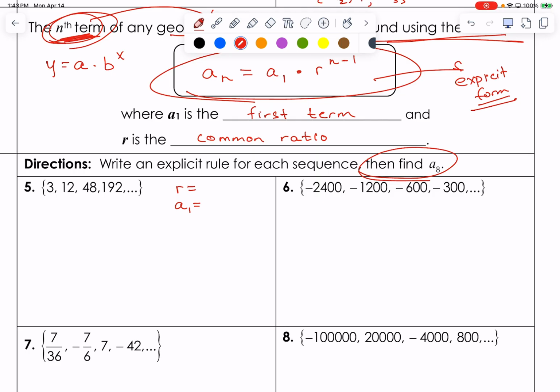A sub 1, that's easy. What is A sub 1 in this problem? 3. Common ratio, just divide any 2 terms that are consecutive. Take the term divided by its previous. So what's 48 divided by 12? 4. 4, that's called math.